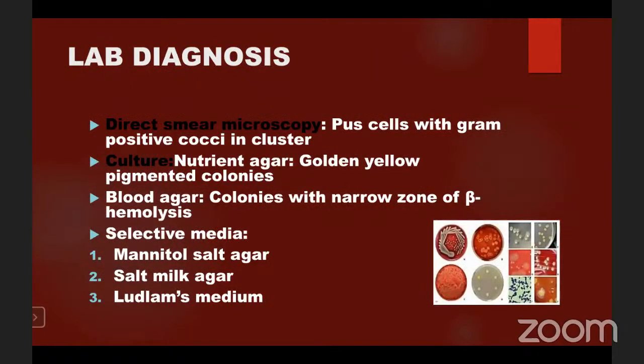Next one is the lab diagnosis. Under direct smear microscopy, pus cells with gram-positive cocci in clusters. Under culture, on nutrient agar golden yellow pigmented colonies will be seen. In blood agar, colonies with a narrow zone of beta hemolysis. Selective media are mannitol salt agar, salt milk agar, Ludlam's media.